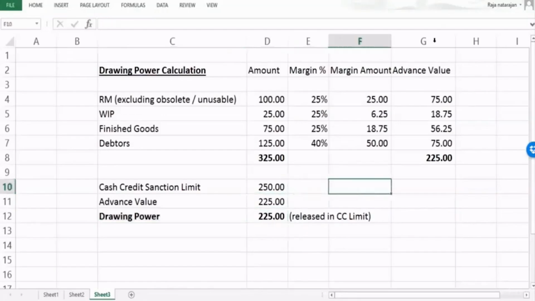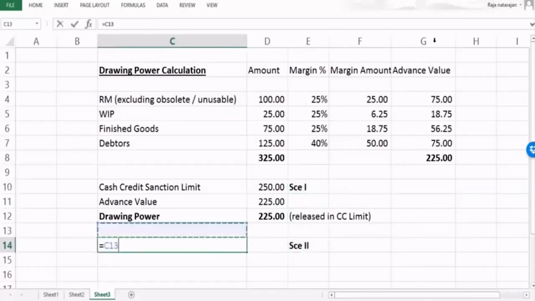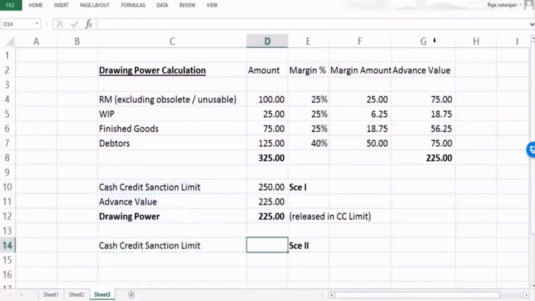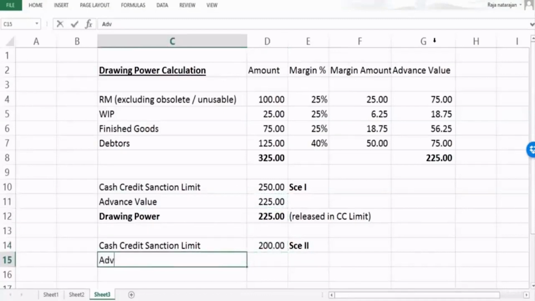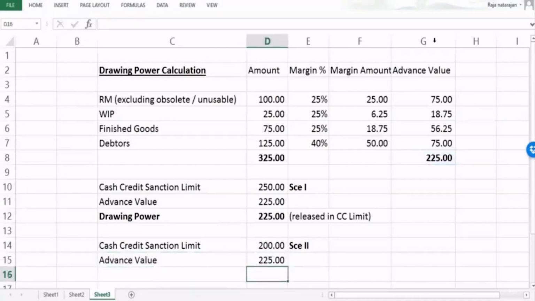Or just imagine a scenario, let's say scenario 2. Okay, this is scenario 1. We'll have scenario 2 where the cash credit sanction limit is 200 million. Then you have the advance value. What is the advance value? It is 225 million. So now which amount will be released?